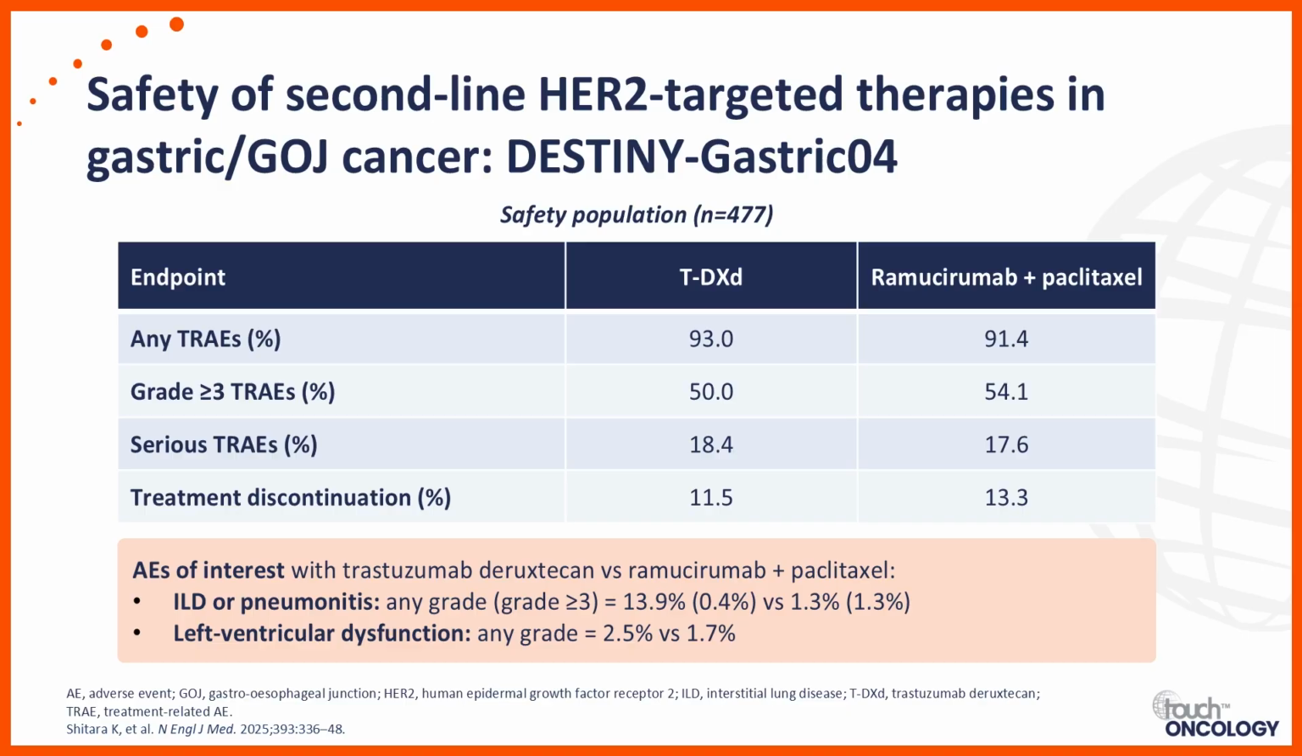As compared in the Destiny Gastric 04 trial, it was compared to ramucirumab paclitaxel. This is really more common than with the previous standard of care. We also have to monitor for left ventricular dysfunction. It's less common than pneumonitis, but we also need to look at that. And I think one of the important questions is really how do we do that? In principle, I must say we are doing it exactly like it has been proposed in the studies.